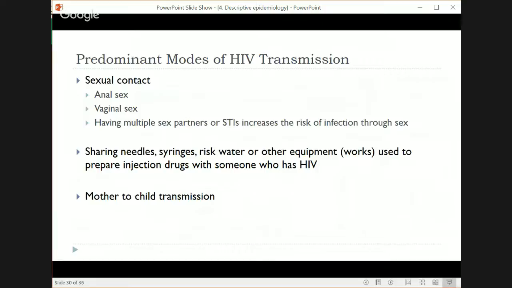The last way is, so these sexual contact and injection drugs are referred to as horizontal transmission. The last way, mother-to-child transmission, colloquially will be referred to as vertical transmission. And this is just that if a mother has HIV and is pregnant and gives birth, and the mother is not taking treatment, then the child can end up contracting HIV.